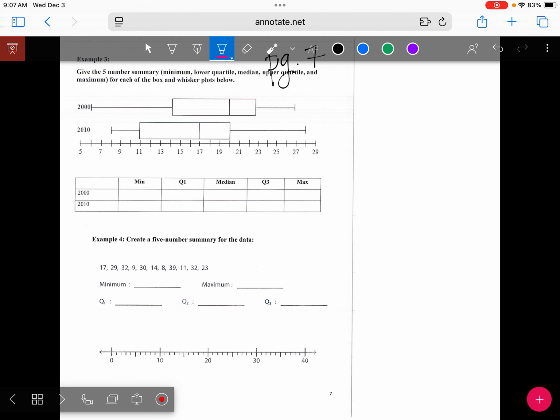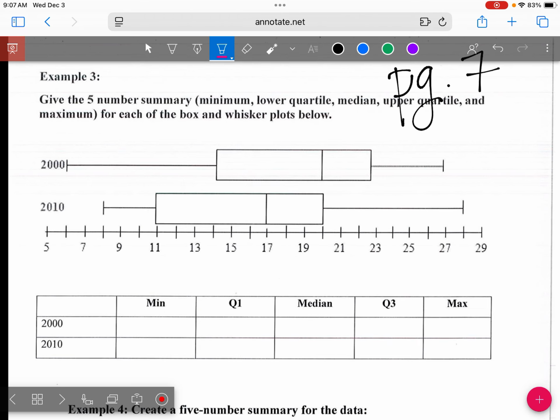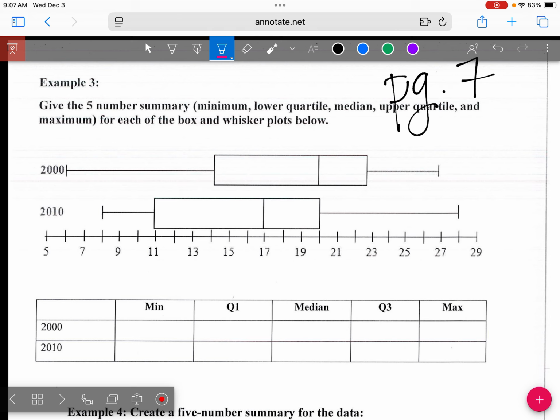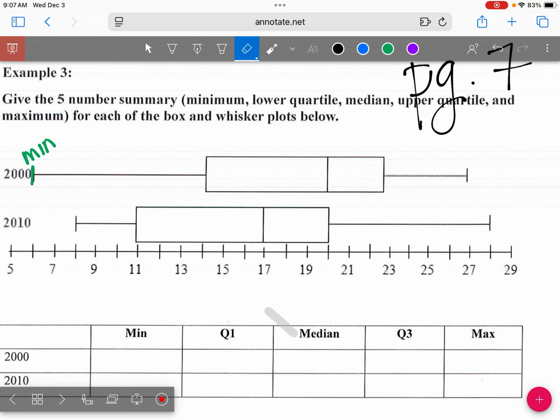So let's go to page 7. And all we're going to do here is answer the questions about these box plots. So remember, when you have a box plot, this would be my minimum. This here, this is LQ, which could also be called Q1. So LQ and Q1, they're the same thing. Let me write that a little neater. This could be your LQ, or we could call it Q1.